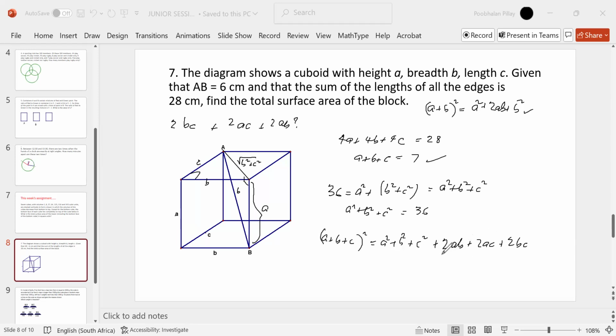Now, you will notice that this is exactly what I've got here. This is the thing that we're looking for. And this thing here, we just calculated, is 36. And A plus B plus C, we know is 7. And there you have it: whatever we were trying to calculate is actually 49 minus 36. So the surface area, that is what we need to calculate, is 49 minus 36.